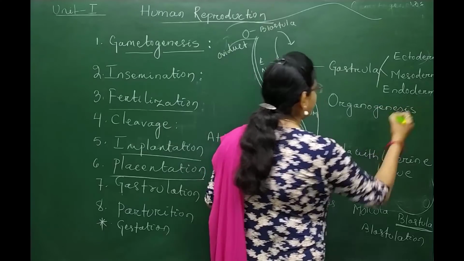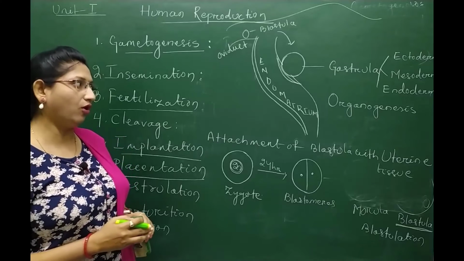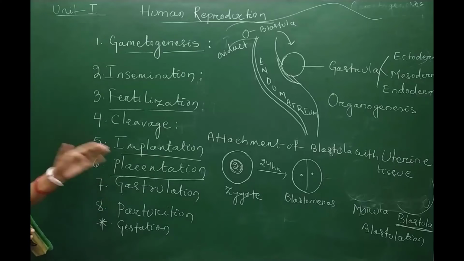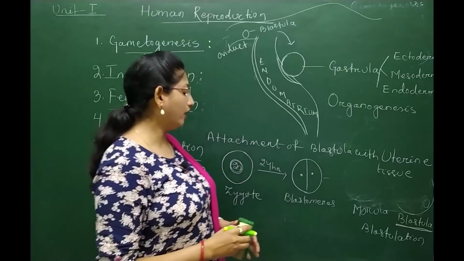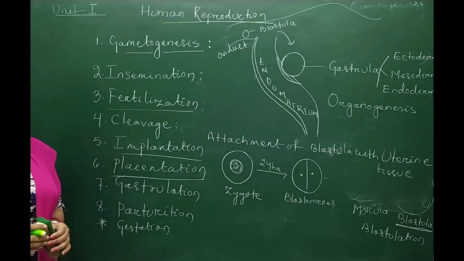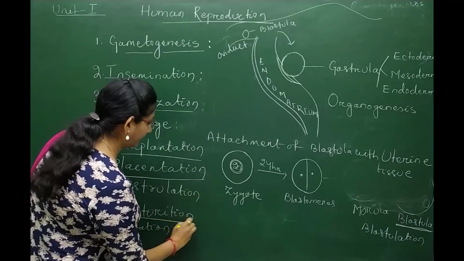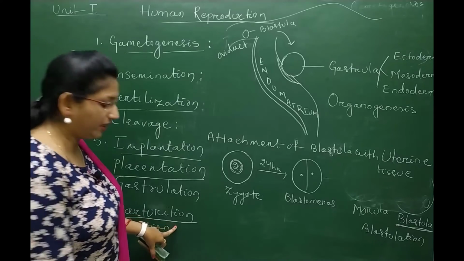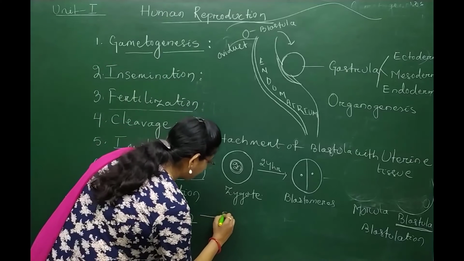During this process, the different germ layers produce different types of organs inside our body. Now, after the formation of all these organs, the fully grown baby, the fully developed embryo, is ready to be expelled from the womb of the female body. That process of expelling the fully grown baby or fetus from the female body is known as parturition.